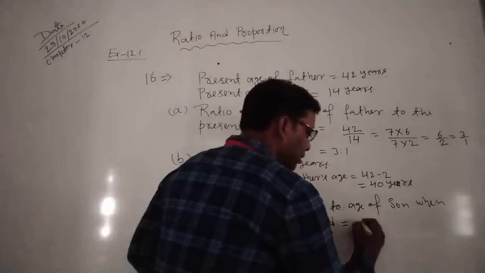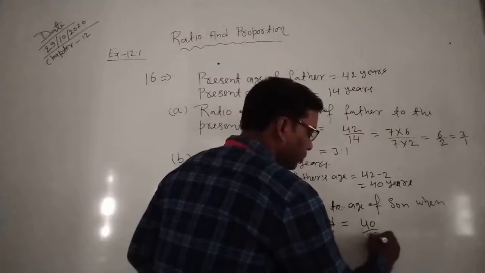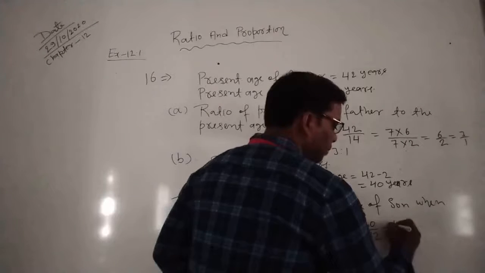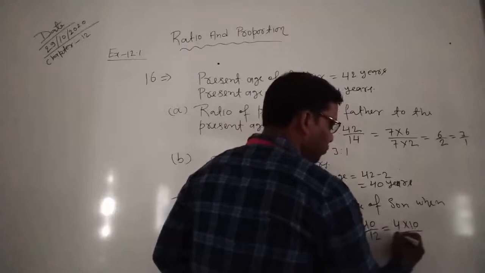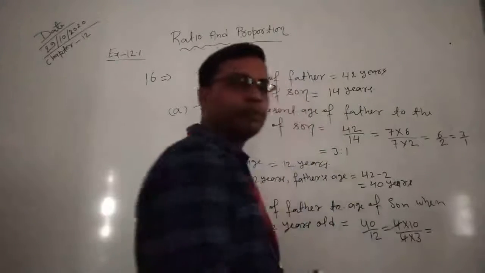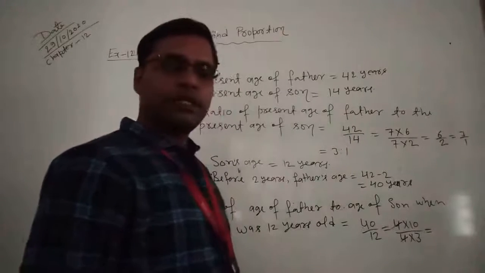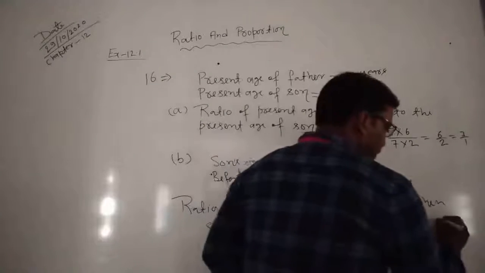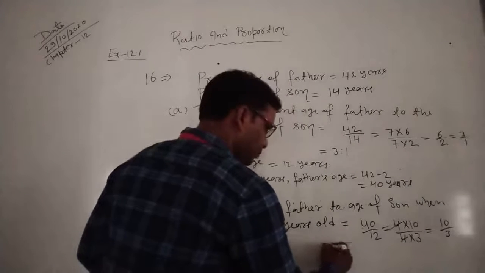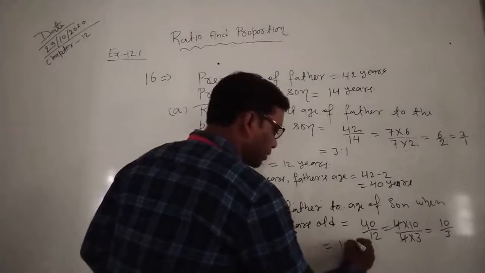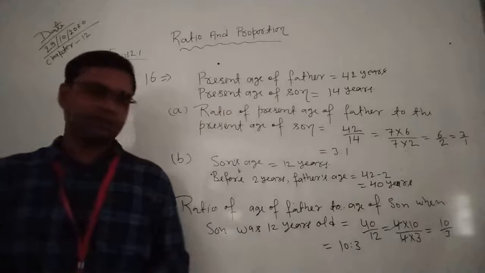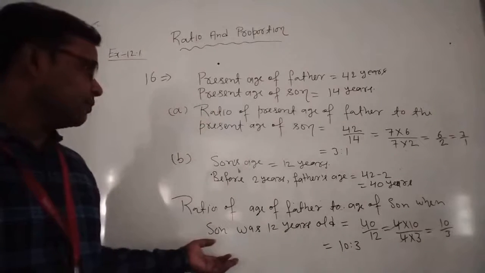So we can write here 40 by 12. 40 you can write as 4 into 10, and 12 is equal to 4 into 3. If we cancel this, then we obtain 10 by 3. So our required ratio is 10:3. Students, I hope all of you understood this part.